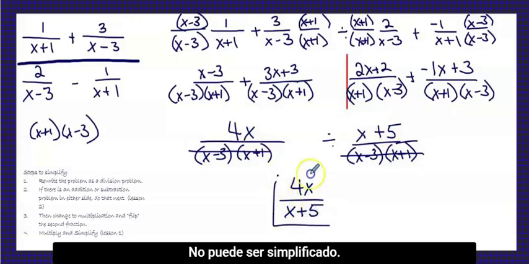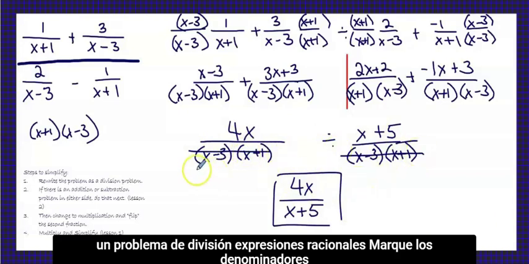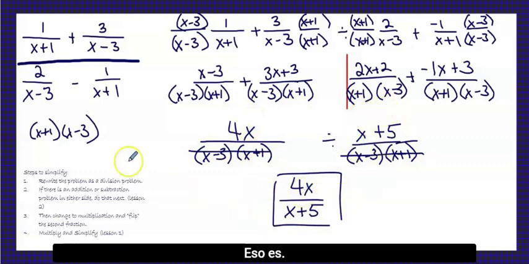That's the answer. It can't be simplified. Okay, so again, if you've got the same denominator on both sides of a division problem with rational expressions, mark out the denominators, do the division: this divided by this, write it as a fraction, and that's it.